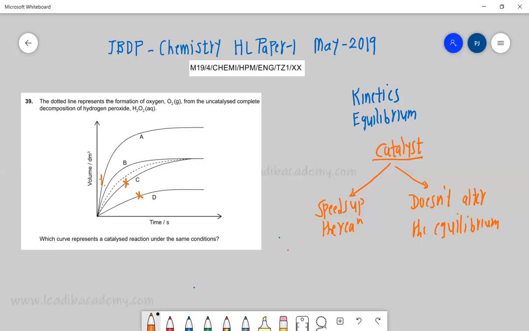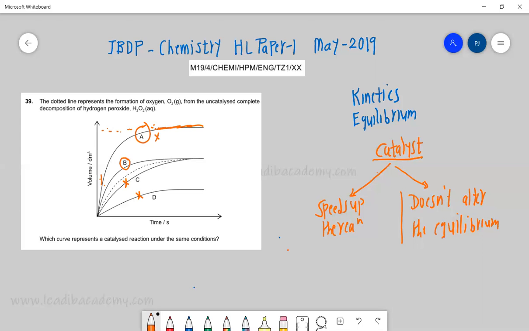But the second criterion now comes into play: it doesn't alter the equilibrium. So what is happening in case of A? It is achieving, at equilibrium, a much higher volume. This is the equilibrium condition, but it is producing a much higher volume. A catalyst doesn't do that. A catalyst doesn't alter the equilibrium at all. So it has to qualify both.